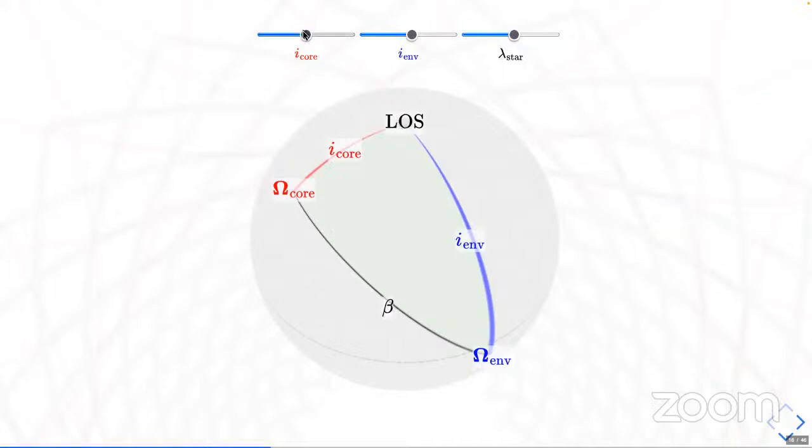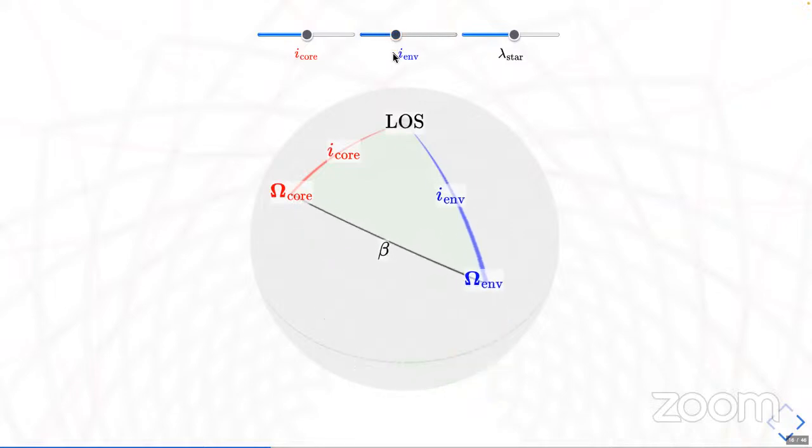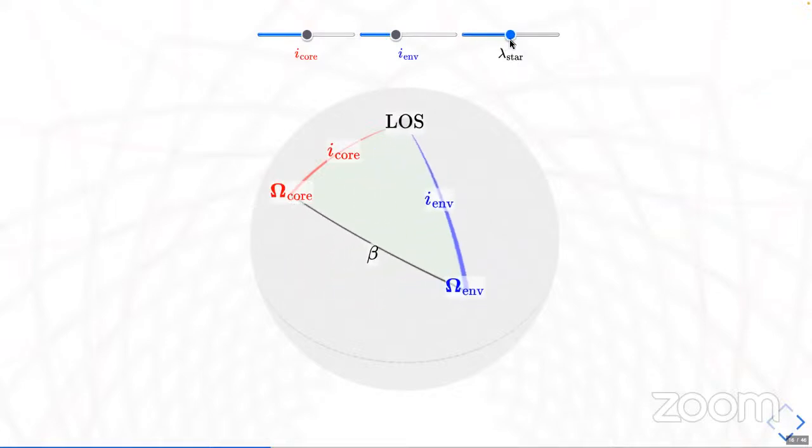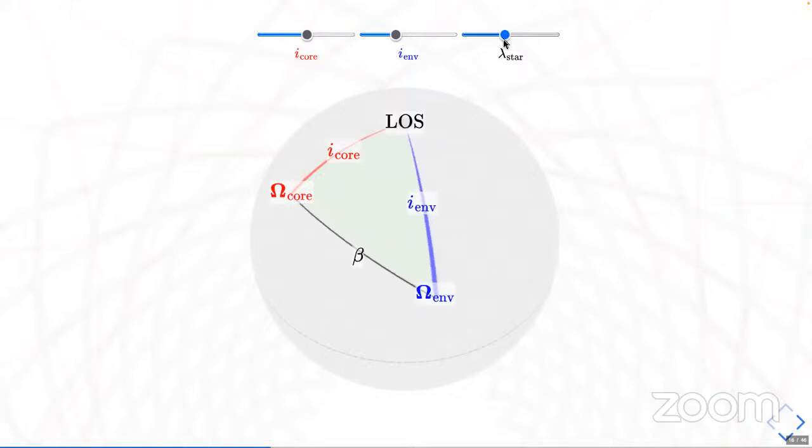And we now have two inclination angles, one for the core, with the core's angular momentum vector pointing this way, and one for the envelope, with the envelope's angular momentum vector pointing this way. The misalignment angle, beta, between the core and envelope is shown here with this geodesic. And there's a third geometrically degenerate angle, which we cannot usually constrain from seismology, that's shown here. Okay, so this is the overall geometry of the system.